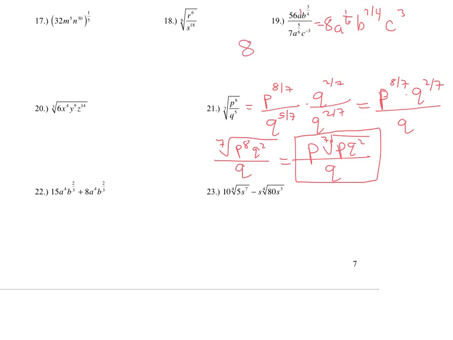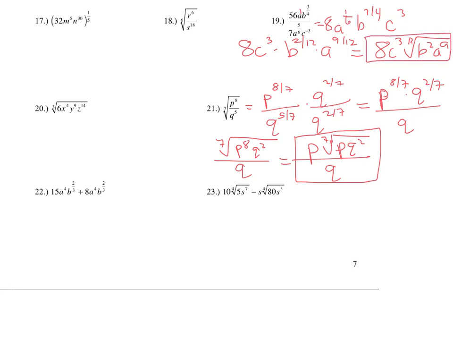The 8 and the c are whole, so they're going to be on the outside. Got a to the 1/6 and b to the 3/4, so I've got to find their common denominator so that I could write it as a single radical. Well, 6 and 4 both go into 12, so I'm going to rewrite it as b to the 2/12 times a to the 9/12. So I took this times 2 over 2 to get 2/12, and this times 3 over 3 to get 9/12, so that now I can write it as a single radical. Got my 8c cubed. Got the 12th root of b squared a to the 9th.